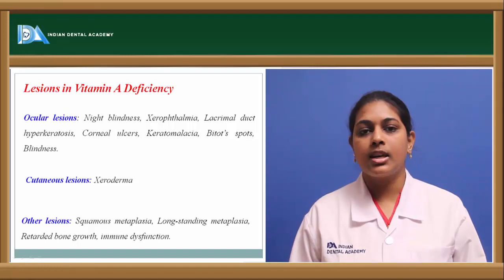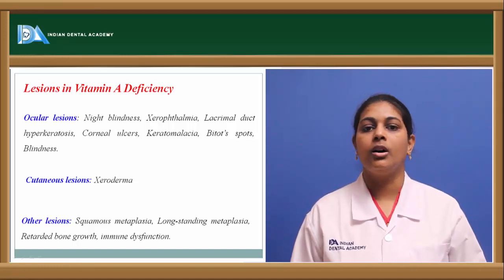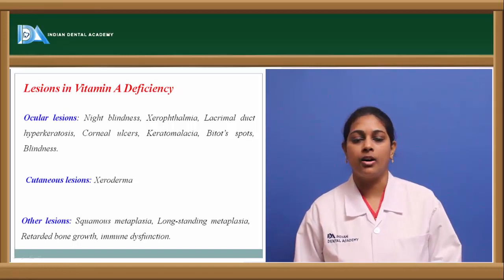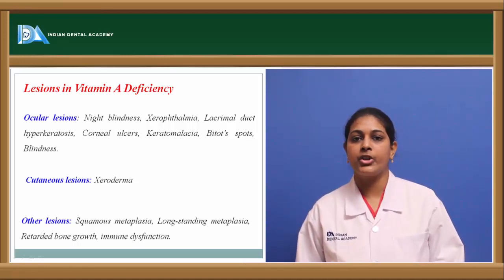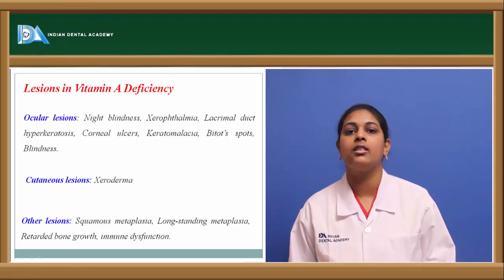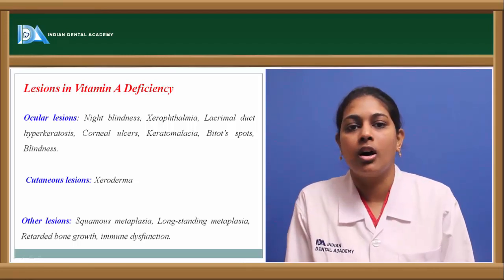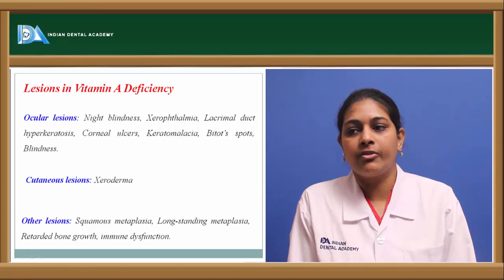Other than that, we also see retarding of bone growth. Since we already explained that osteoclastic resorption is also maintained by vitamin A, any deficiency in vitamin A might result in increased bone resorption and cause improper maintenance of bone growth.